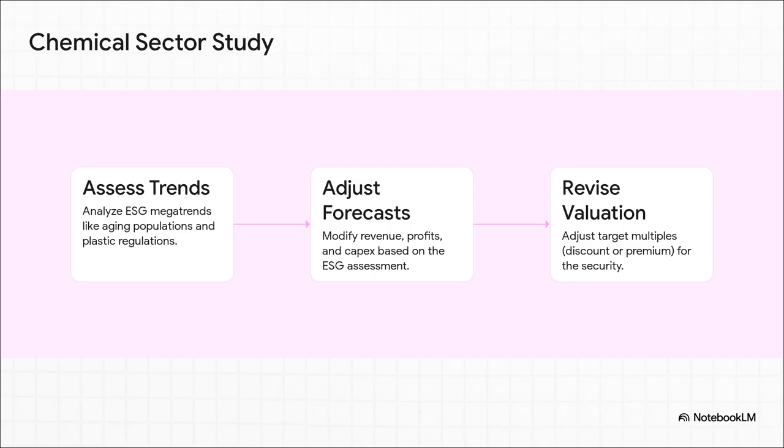Picture this. An analyst is looking at a chemical company. They see the headwinds coming from new regulations on plastics, but they also see the tailwinds from an aging population that's going to need more health products. And they don't just write a fluffy note about it. No, they translate that insight directly into their financial model. They're actually adjusting revenue forecasts, changing their CapEx assumptions, and using all of that to decide, hey, does this company deserve to trade at a premium or a discount?